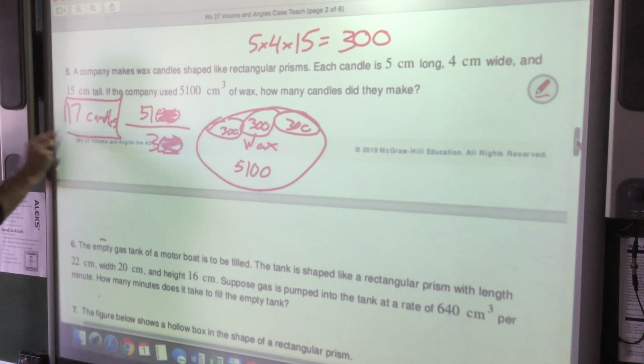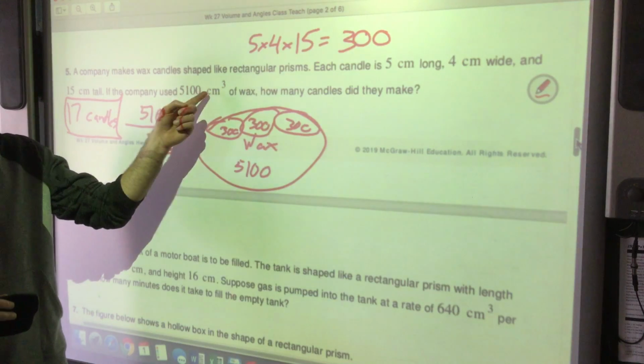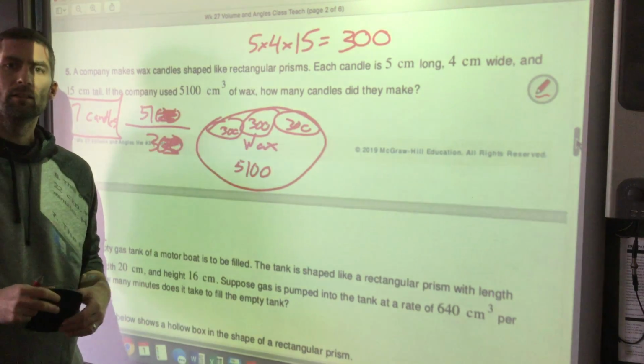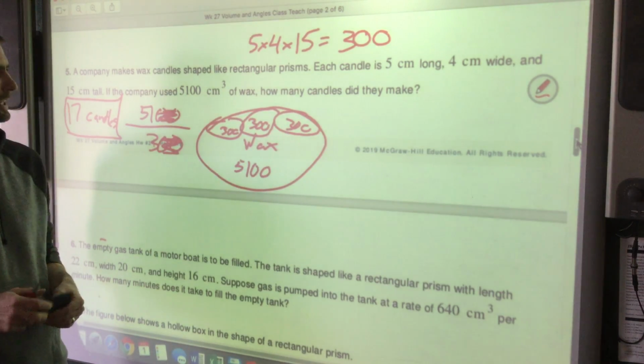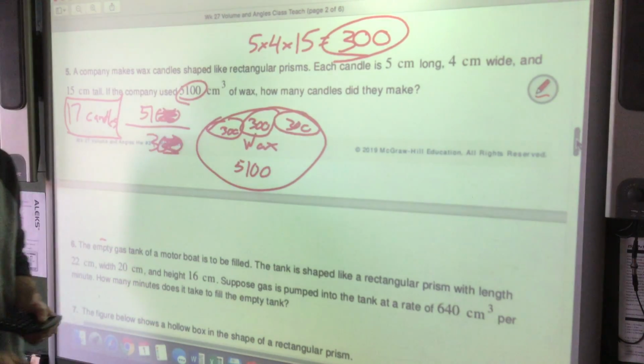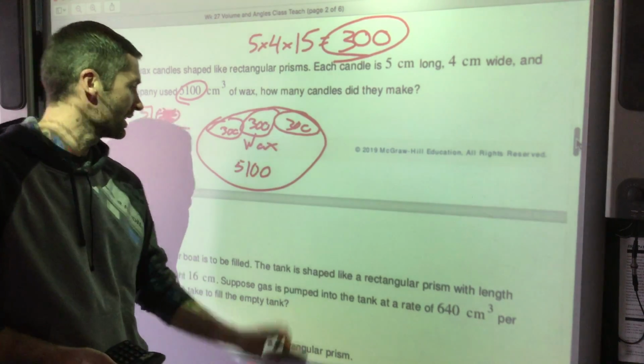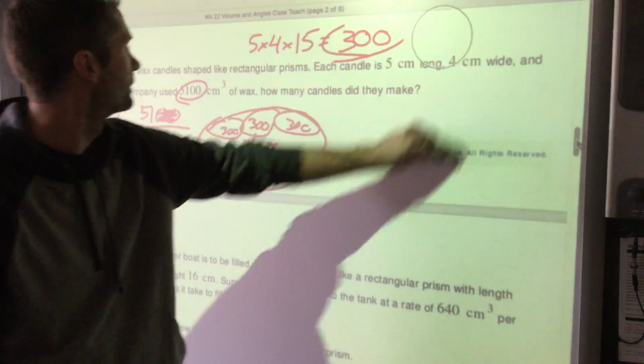When I'm finished, I want to check to make sure that makes sense. Would it make sense to make 17 candles? Yeah, out of that. If you would have multiplied by accident and done that times that, you're going to get an answer like 1.5 million. That doesn't make sense. Make sure we have answers that are reasonable. Always, always, always.